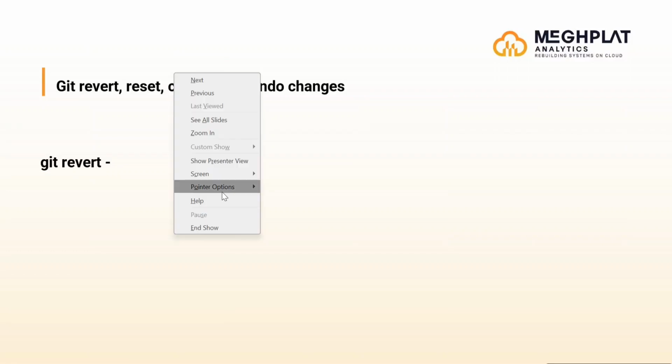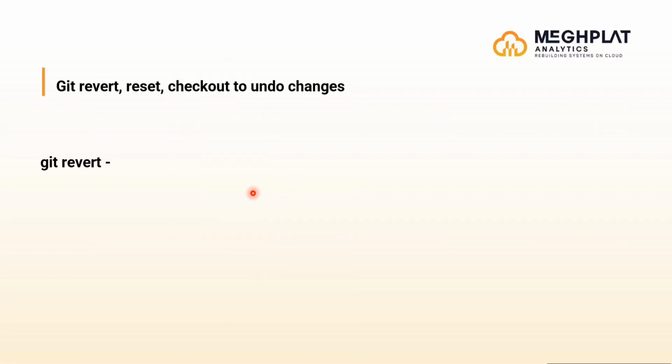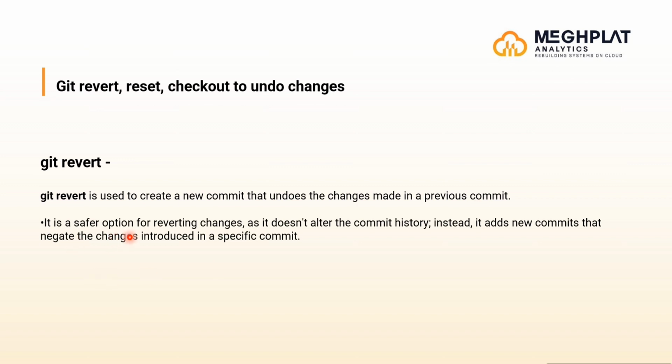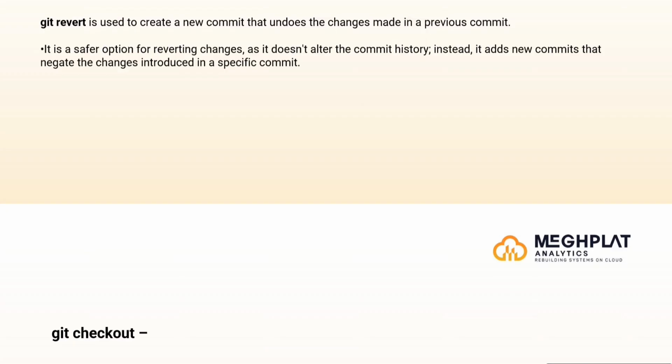In this video, we are going to see Git Revert, Reset and Checkout to undo changes. The first one is Git Revert. Git Revert is used to create a new commit that undoes the changes made in a previous commit. It is a safer option for reverting changes as it doesn't alter the commit history. Instead, it adds new commits that negate the changes introduced in a specific commit.